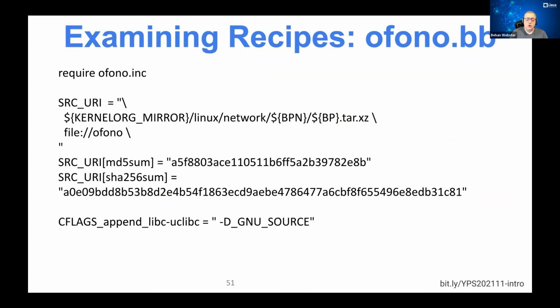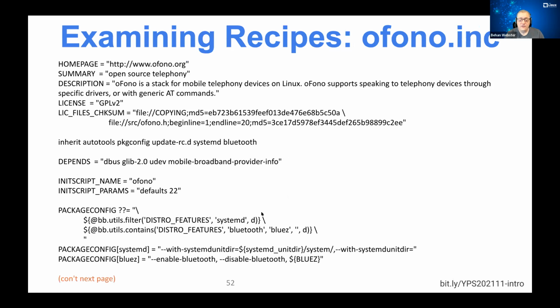And so here you'll see we have require ophono.inc, right? And you'll see that it'll pull in that inc file, but otherwise it overrides a few things. Here's where the source URI is, and it sets the C flags. You'll see we actually do an append on lib. In the case of the override libc, UC libc, this is actually an older recipe, so it's using the underscores instead of the colons. These should be colons, generally speaking. But otherwise, this would add this in the case of UC libc being used. But otherwise, the inc file would look like this.